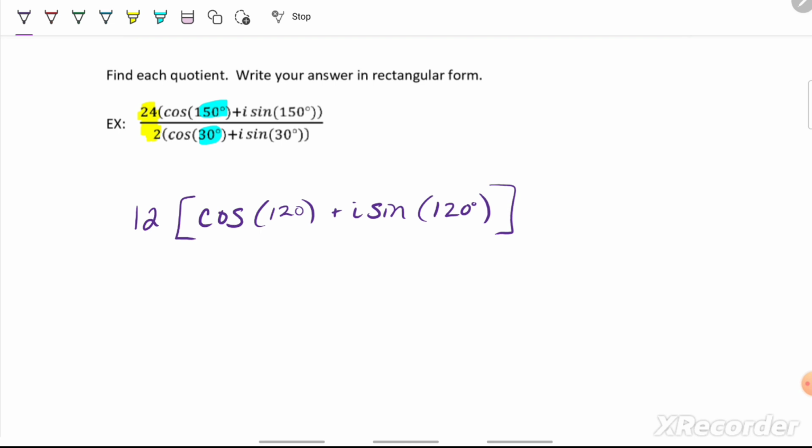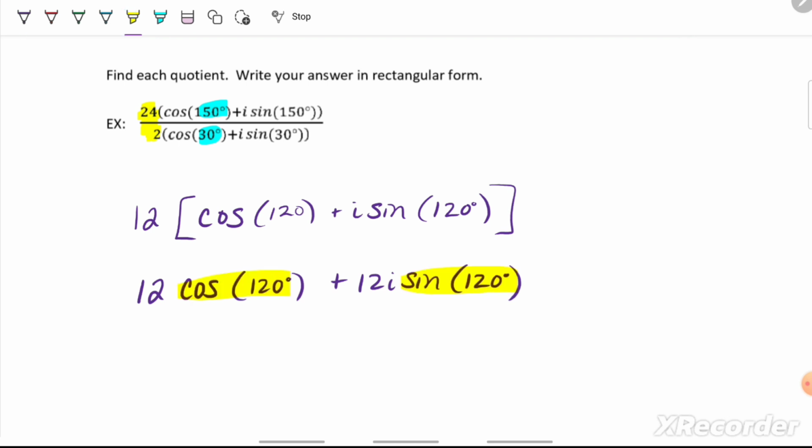There, we've actually divided them, and we are currently in polar form, but now we want to write it in rectangular form. We'll distribute the 12. And then find our two exact trig values off the unit circle. Cosine of 120 degrees is negative 1/2. And sine of 120 degrees, square root of 3 over 2.